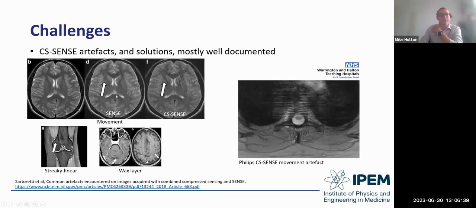So the middle image is a sense acquisition where the patient or volunteer is moving, and then on the right hand side a CS sense artifact where the volunteer is in the same movement. So we can see we've got this ghosting artifact in both examples, but with CS sense we get a much higher frequency ghosting artifact across the image, so it's somewhat more severe than with sense.